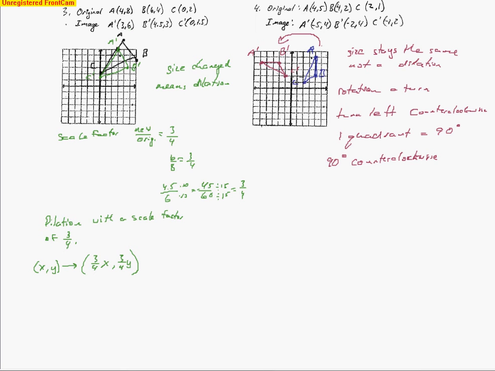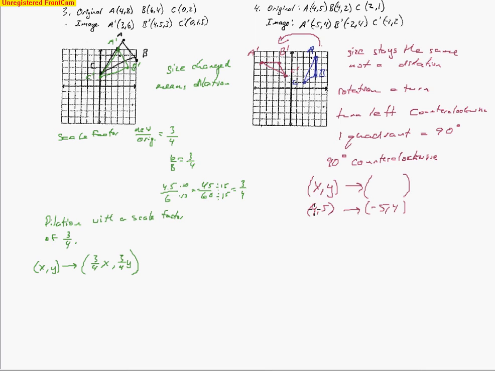And so let's see what the formula would end up being for this. Let's take a point, just take one of them. So we'll take 4, 5. Let's see what happens to the 4 and 5. What does it go to? Well, it goes to negative 5, 4. That's what the ordered pair up here says.